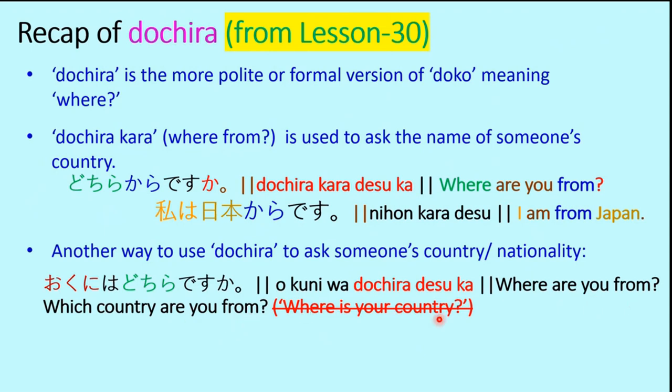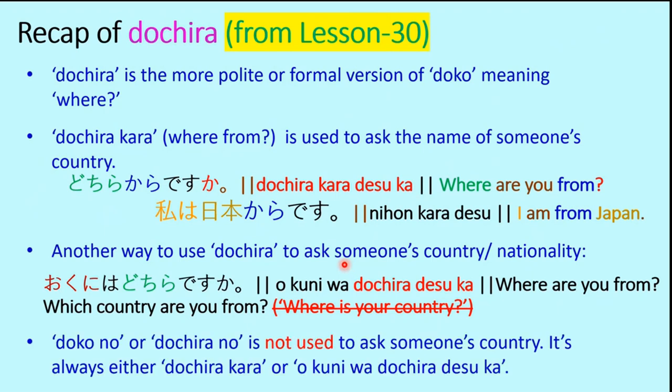It's not that it means where is your country, although we are using where. It means where are you from or which country do you belong to. So this usage we learned in lesson number 30: dochira kara desu ka, dochira desu, and O kuni wa dochira desu ka. Dokono or dochirano is not used to ask someone's country or someone's place. It's always either dochira kara or O kuni wa dochira desu ka. So this is a very important point that should be kept in mind while using doko and dochira.